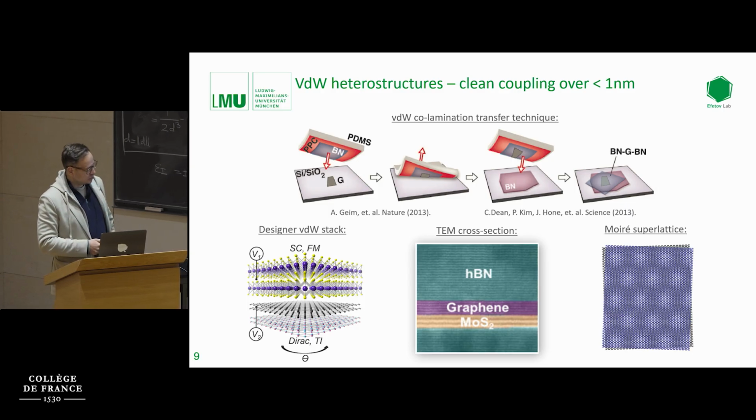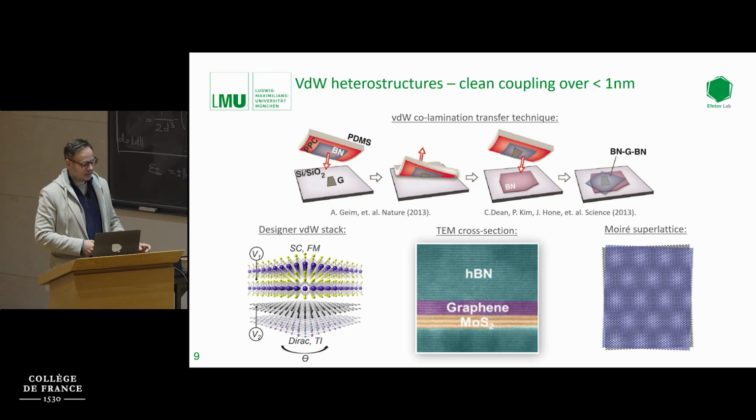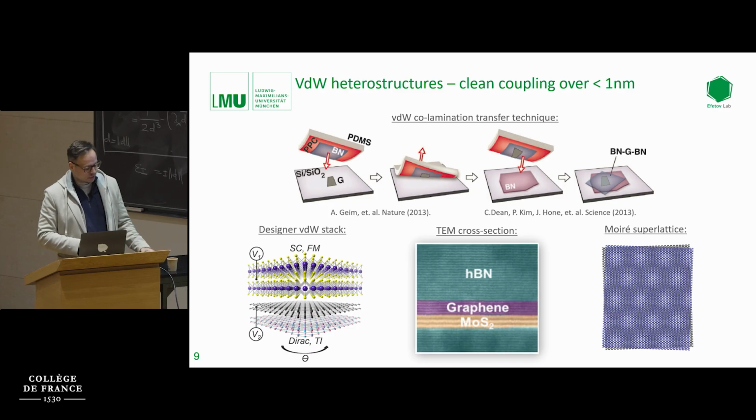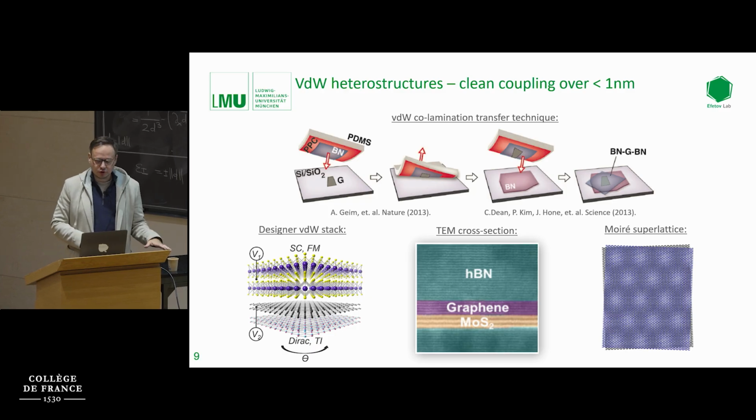And the surprising thing, when people were developing this technique, so I was at Columbia in the group of Philip Kim, where Cory Dean, Jim Hone and Andrea Young were assembling the first van der Waals heterostructures like this. The first thing, of course, we thought is that it might not give you anything high quality, right?